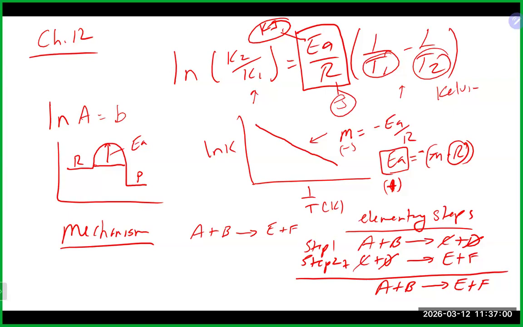Usually a reaction mechanism is a plausible explanation of how this reaction may actually be occurring. And there's usually a slow step in the mechanism. That slow step is known as an RDS, which is a rate determining step.